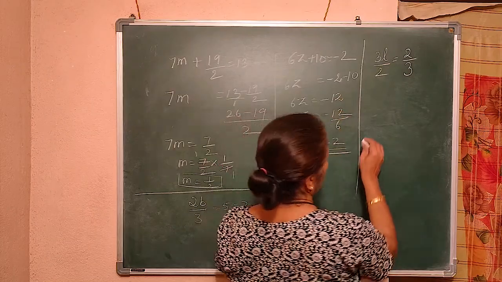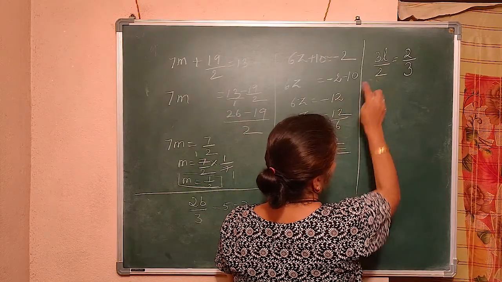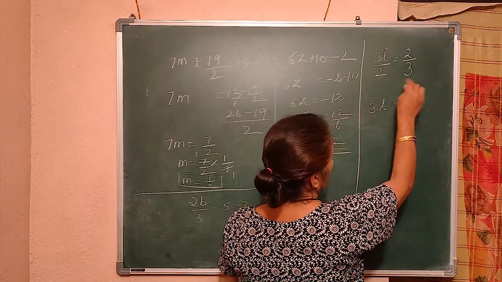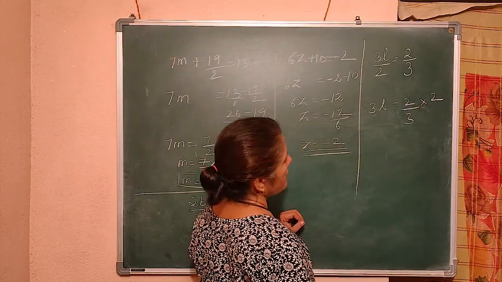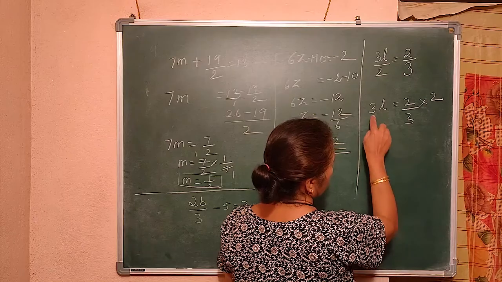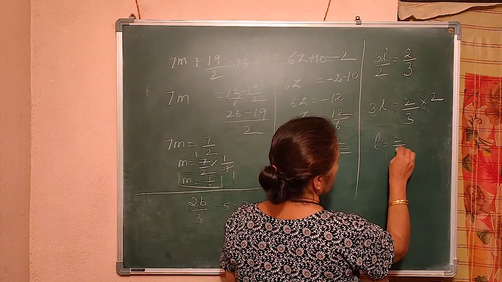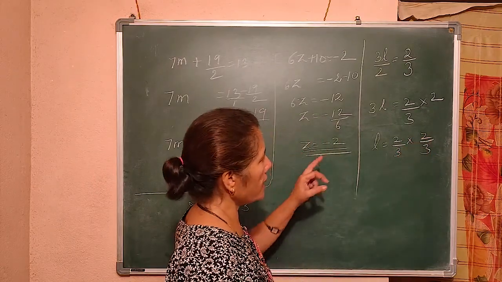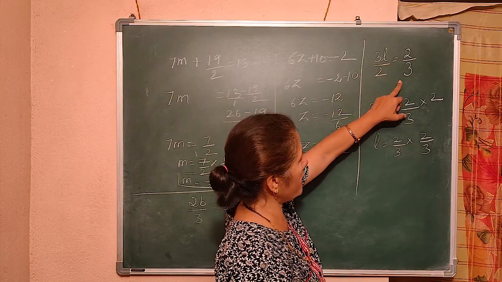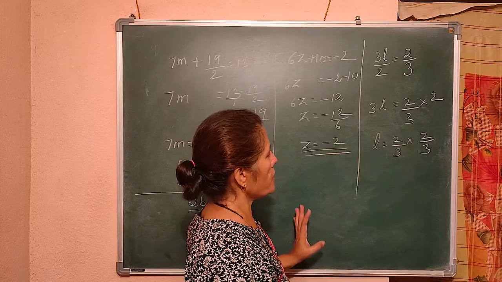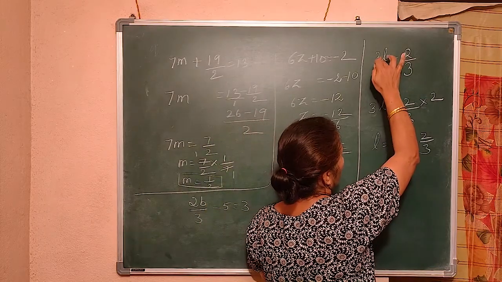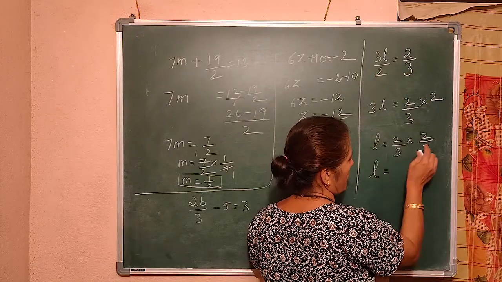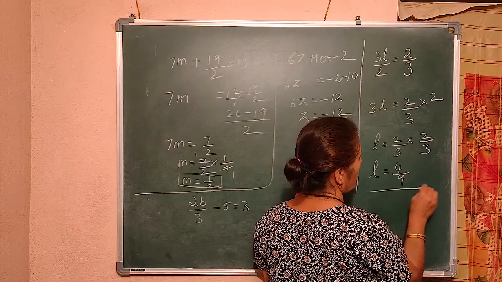Now, 3l divided by 2 is there. So 3l I want is equal to 2 by 3. Here it is divided, so you multiply here. Right? So I want L is equal to, here it is multiplied, you divide. 2 by 3 into 2 by 3. So L is equal to, 3 is multiplied, 3 is divided, 2 is divided, 2 is multiplied. So you cannot cancel. Instead, it becomes 4 by 9.